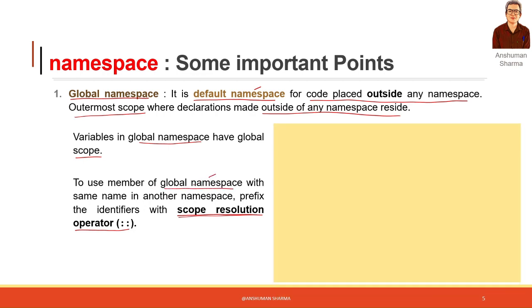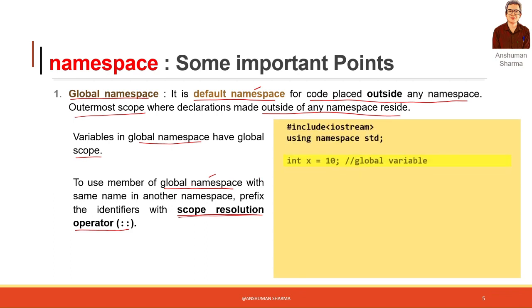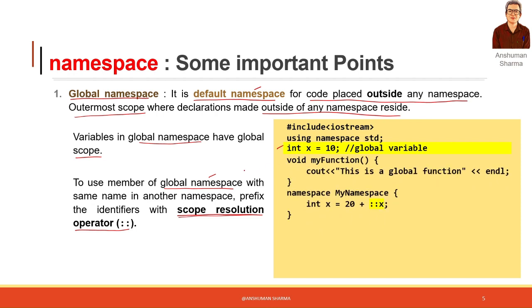So you have to do it. For example, you can see here we have code with a global variable that we have added, and we have also added a global function to it. Then we have added a namespace, and we are also using the variable x. Now to distinguish this x, and to also access the value that is there in the global variable x, we have to precede this x with the scope resolution operator.